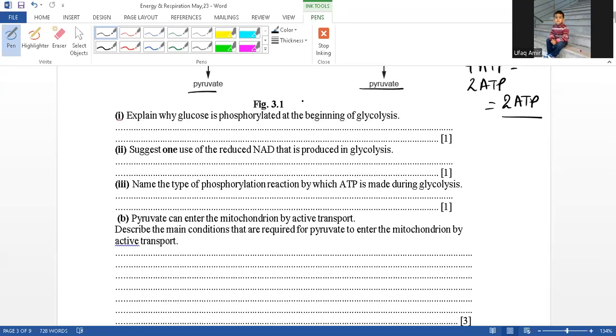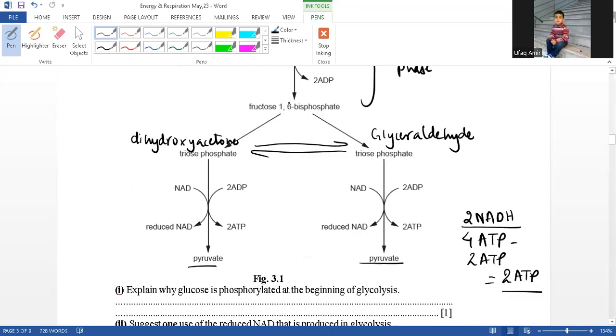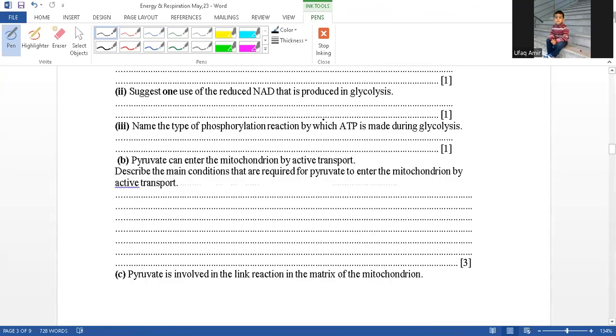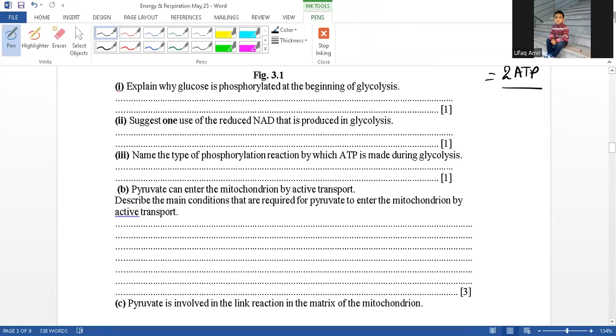It converts it into fructose bisphosphate. Glucose is converted into glucose 6-phosphate. Right? So why is phosphate added to glucose? We have discussed it many times, Uruj.